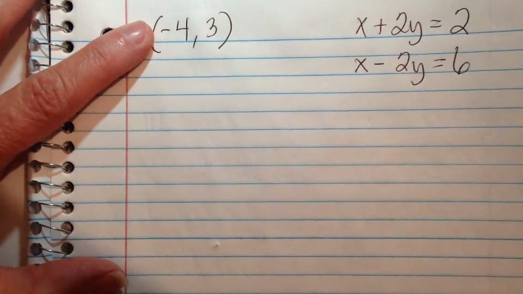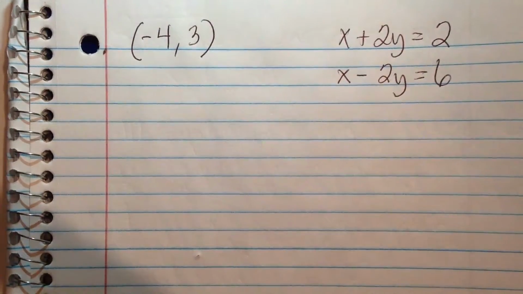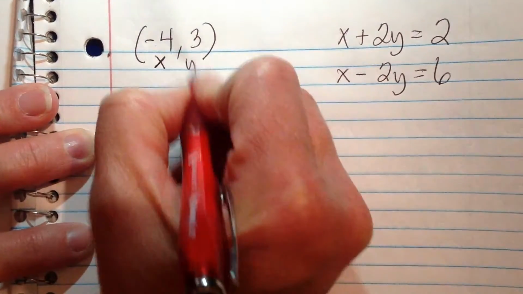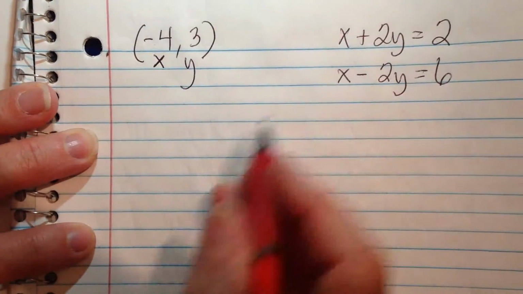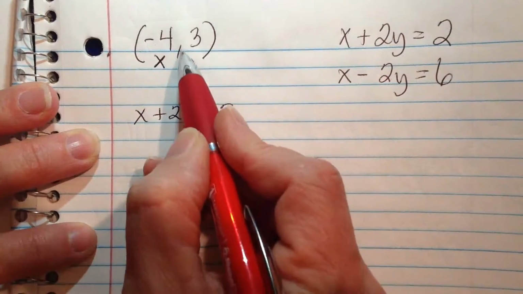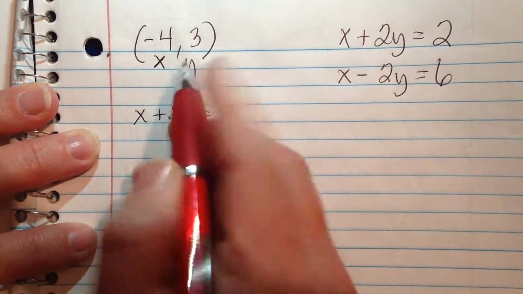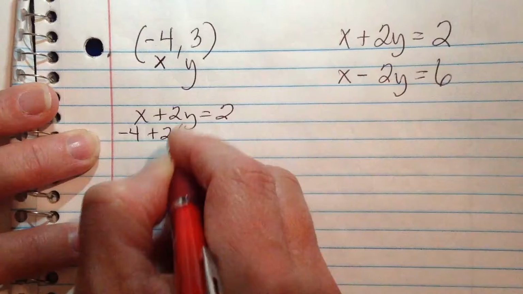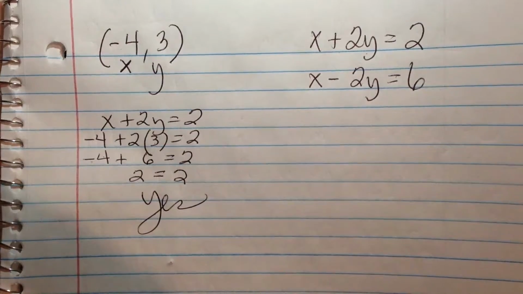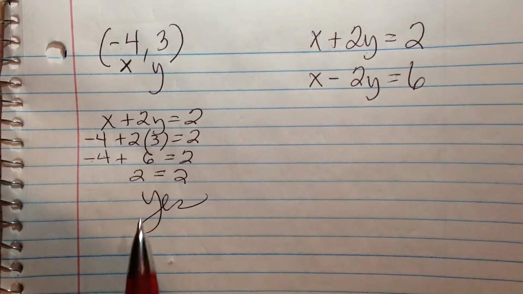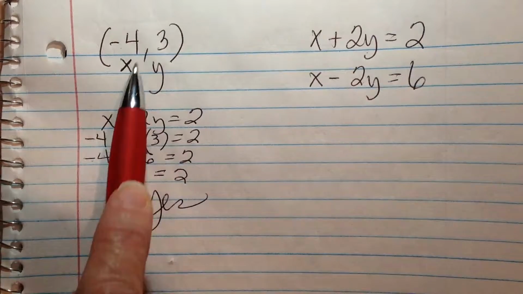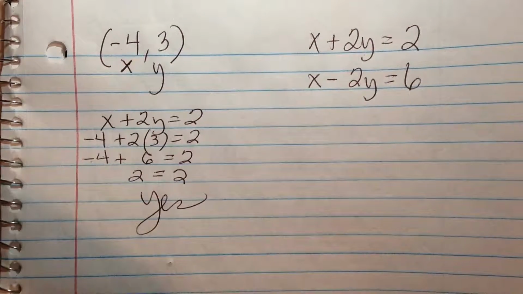Is this point a solution of these two lines? Well, let's try it. The negative 4 is x, y is positive 3. So plugging it into the first line, x plus 2y equals 2. Let's see if this point is on this line. So I have x is negative 4 plus 2 times y is 3 equals 2. Negative 4 plus 6 equals 2, and 2 equals 2. So yes, this point is on this first line.